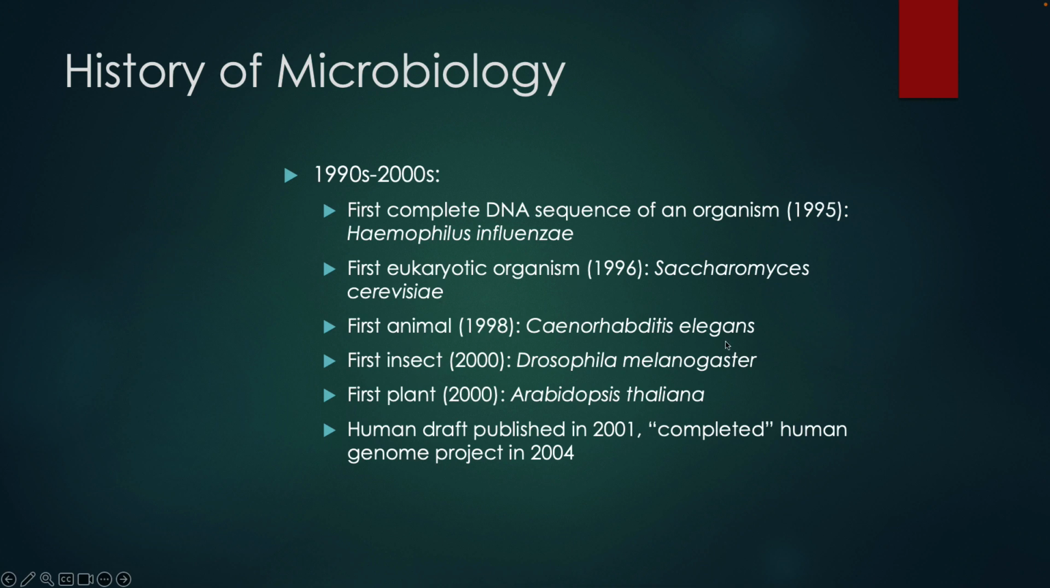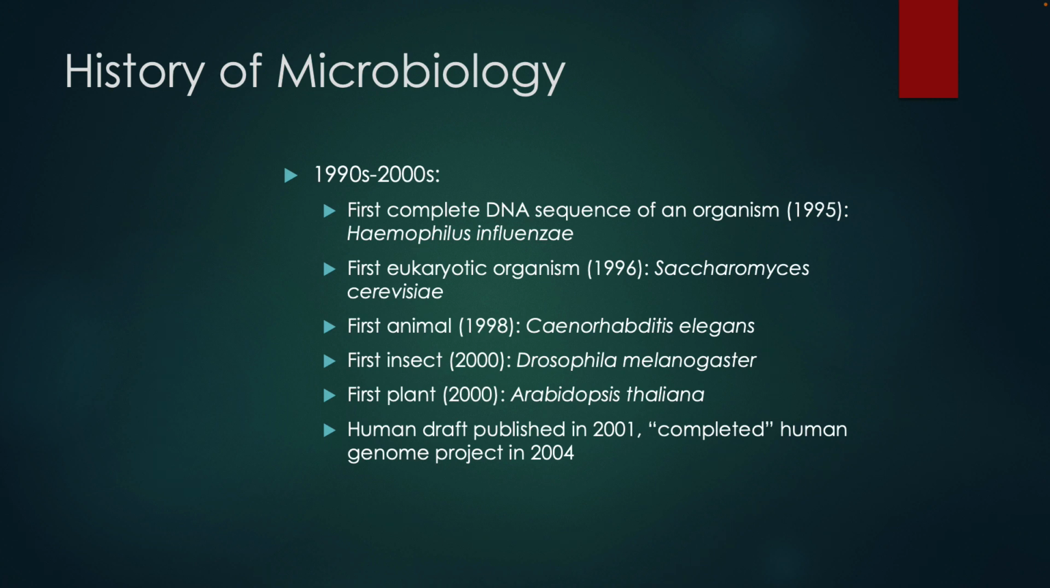The first animal, even though they don't look like animals, they're animals, was a nematode. The first insect, a fruit fly. The first plant is called Arabidopsis. It's a very common model organism plant. And the first human draft was published in 2001. So we have learned a lot about life on our planet within the past 20, 30 years because of our ability to sequence these organisms.